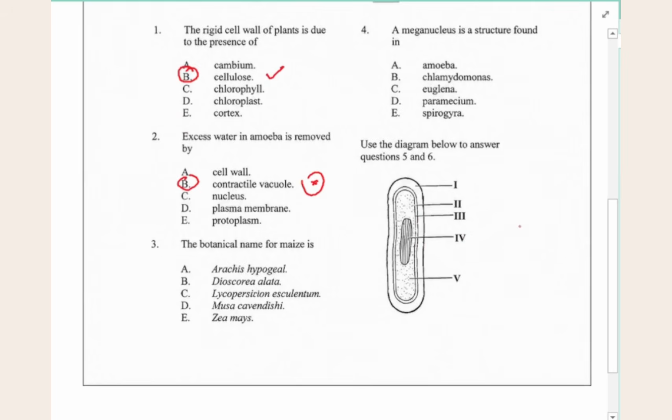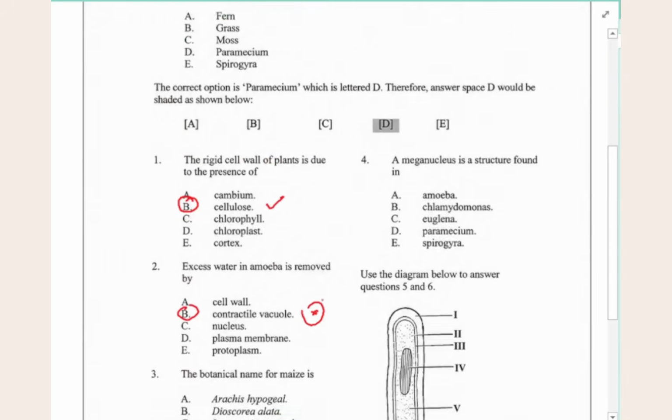All right, the botanical name for maize is Zea mays. Arachis hypogaea is your groundnut. Dioscorea alata is your yam. Lycopersicum esculentum is your tomato, and then Musa sapientum is your banana. So the correct answer is option E, Zea mays, as our botanical name for maize.